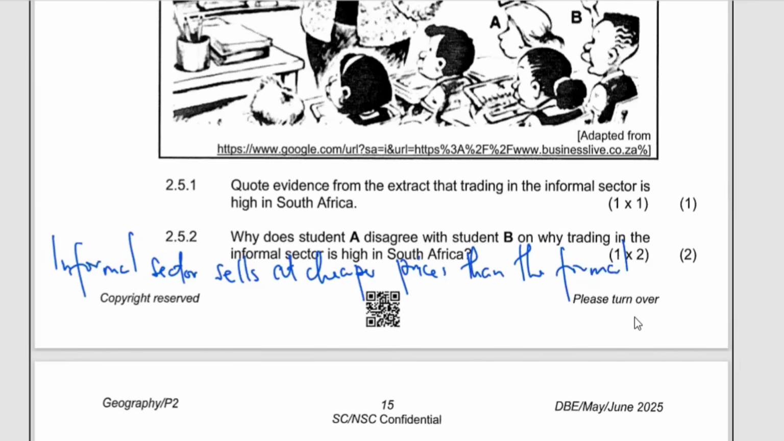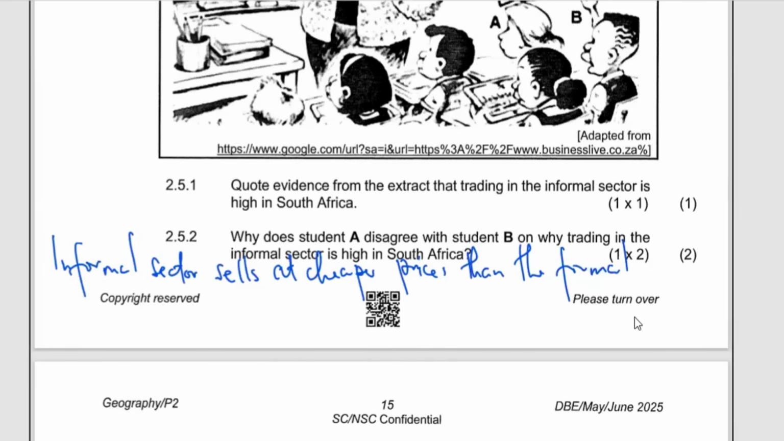The informal sector sells at a cheaper price than the formal sector. That is why they thrive. If they were selling at the same price as the formal sector, they wouldn't be succeeding. Or if they were selling at a higher price than the formal sector, they wouldn't succeed well.